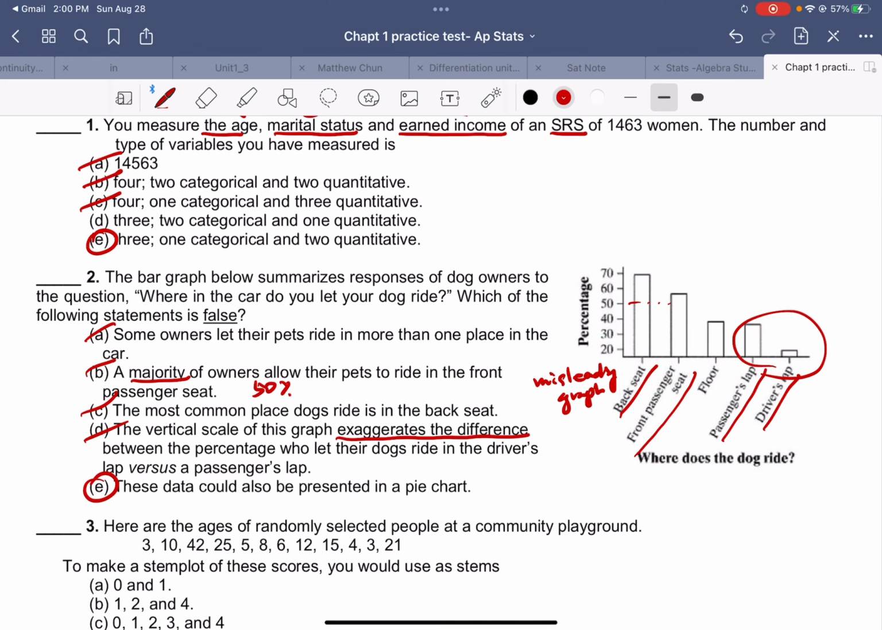Answer is E. These data could be represented in a pie chart, which is not true. That's false, because in a pie chart, the different categories add up to 100%, the entire circle. But this is like 68%, like around 55%, already over 100%. So that's not a good representation in a pie chart. So answer is E.